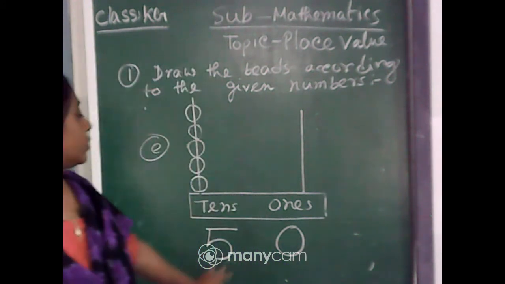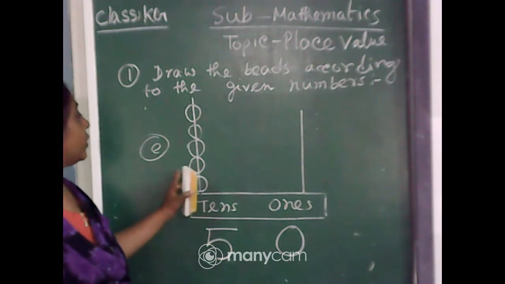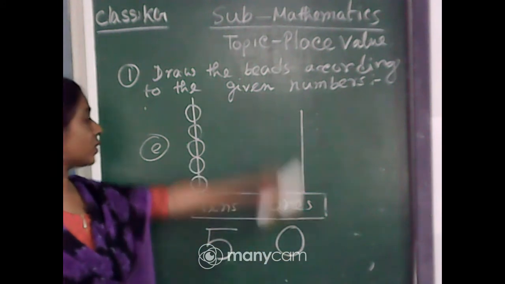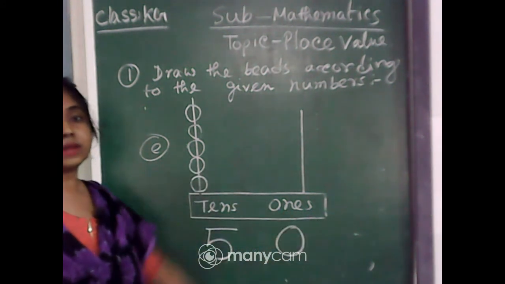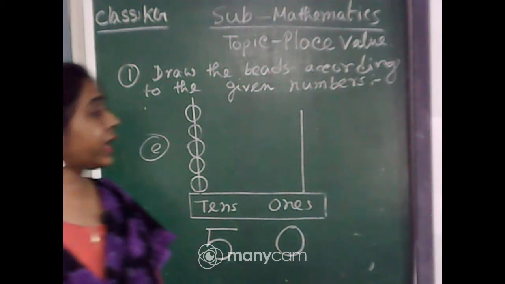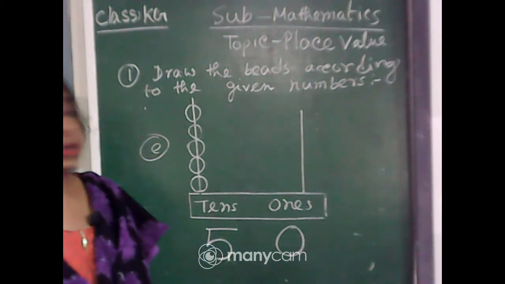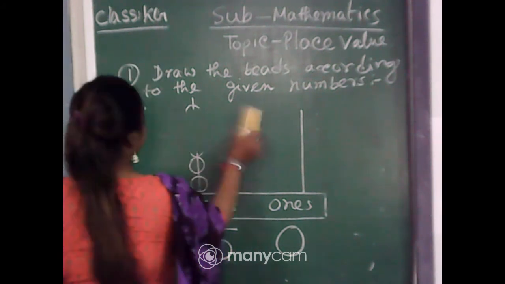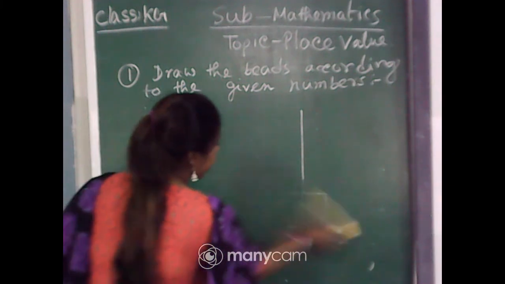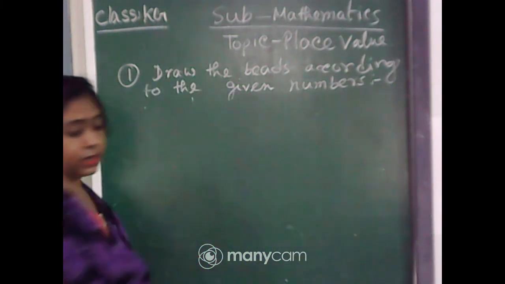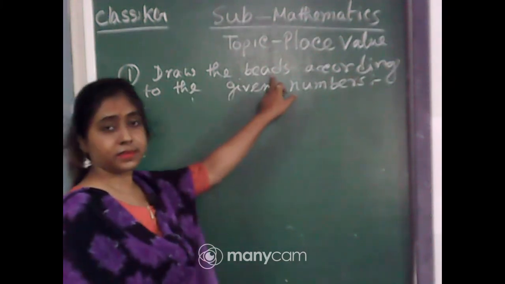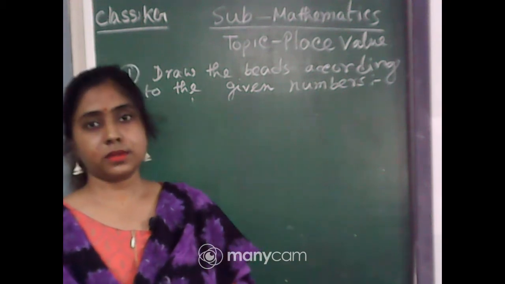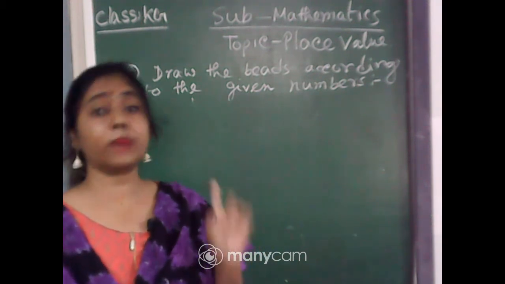Yes. So 5, 0 means in the tens column we have drawn 5 beads. In the ones column, in the ones rod, there is nothing, or 0 ones. Okay, you have completed. So we will go to the next activity. This activity was just to draw the beads, and we have drawn the beads according to the numbers. Okay, we have drawn the beads.